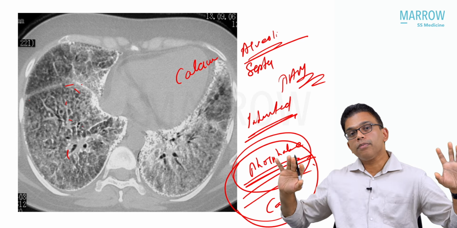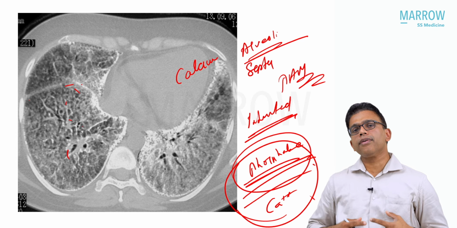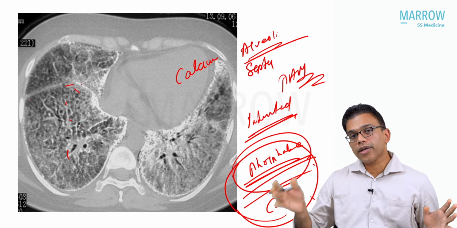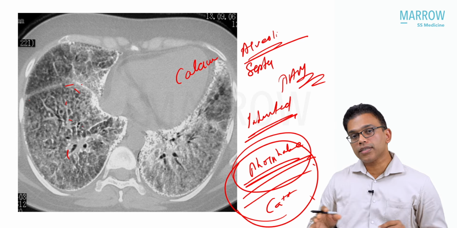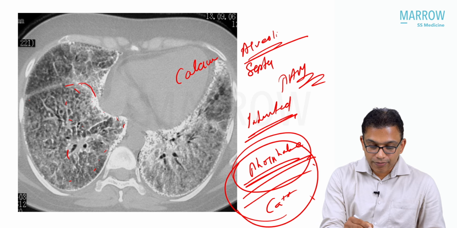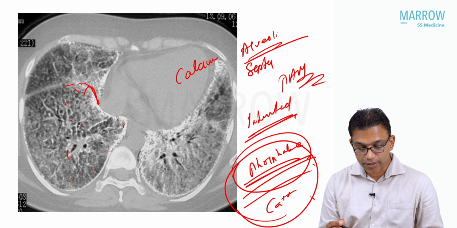So the radiology will be very much horrible, but the patient will not have that many symptoms. But in course of time the disease will progress and he will develop dyspnea on exertion. So here also you can see the dense calcific spherules and calcified fissure as well as interlobular septa.